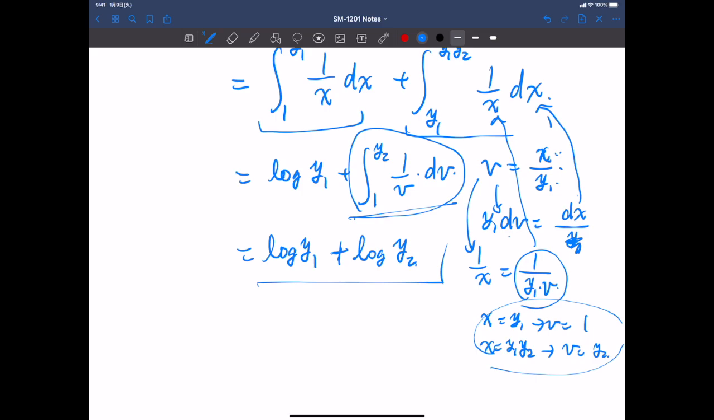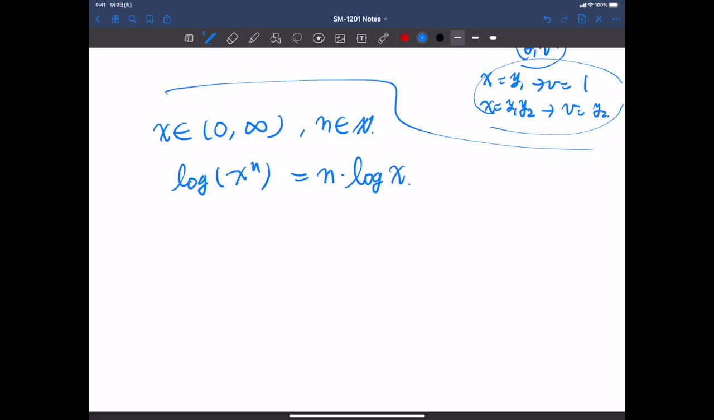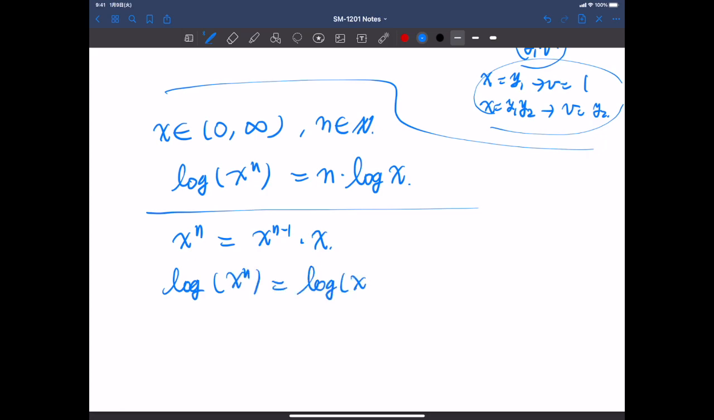And as a corollary to this lemma, we can prove this handy theorem. So for all x between 0 and infinity and any natural number n, we have log of x to the power of n is equal to n times log of x. Okay, and this should be easy to prove, because x to the power of n is x to the power of n minus 1 times x. So using the lemma, we have this, and x times x, which is equal to log x to the n minus 1 plus log of x.